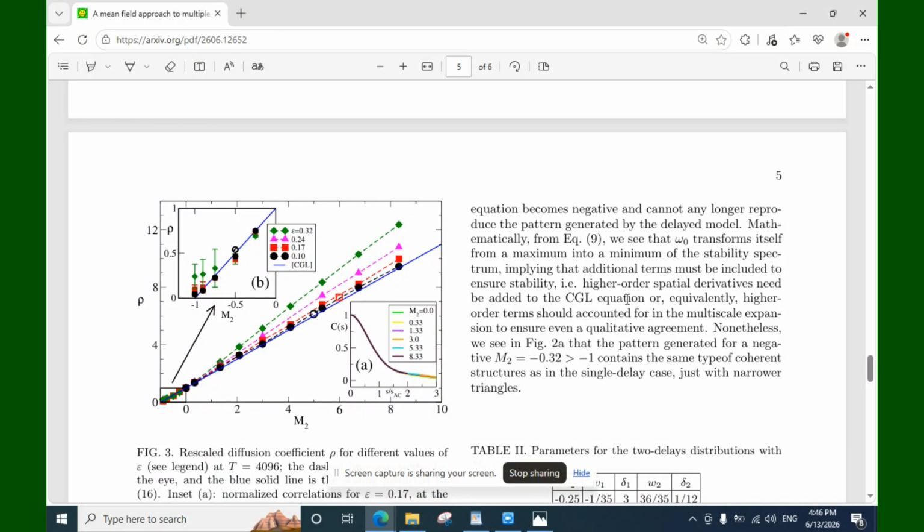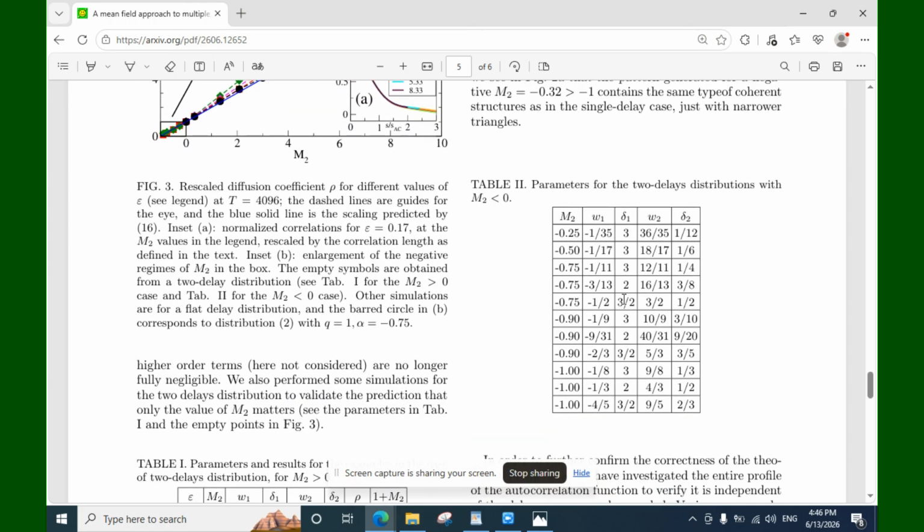For example, higher-order spatial derivatives need to be added to the CGL equation, or equivalently, higher-order terms should be accounted for in a multiscale expansion to ensure even qualitative agreement. Nevertheless, we see in Figure 2a that the pattern generated for a negative M2 equal to minus 0.32, which is greater than minus 1, contains the same type of coherent structures as in the single delay case, just with narrower triangles. Table 2 reports the parameters for the two lattice distributions with M2 less than zero.